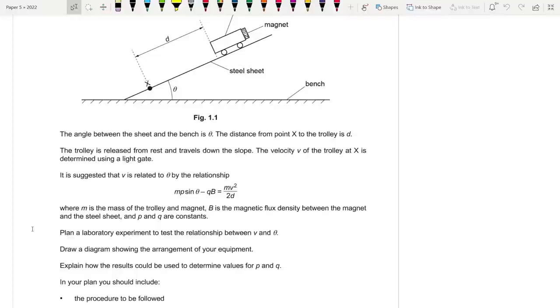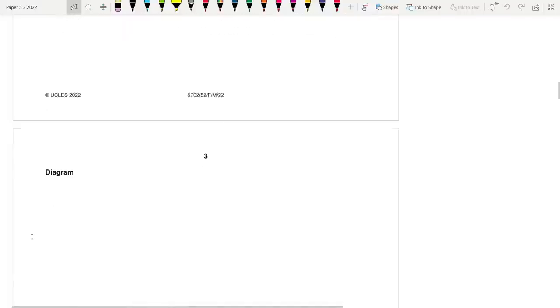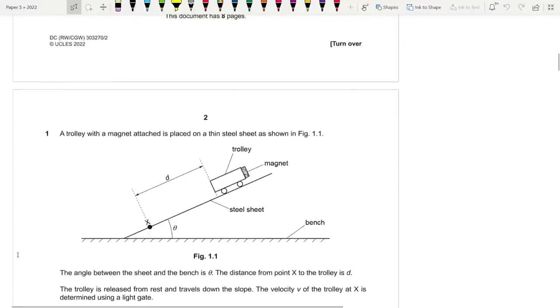Plan a laboratory experiment to test the relationship between v and theta. Draw a diagram to show the arrangement of your equipment. Explain how the results could be used to determine values for P and Q. In your plan, you should include these. Okay, so I'm just going to break down the marking scheme.